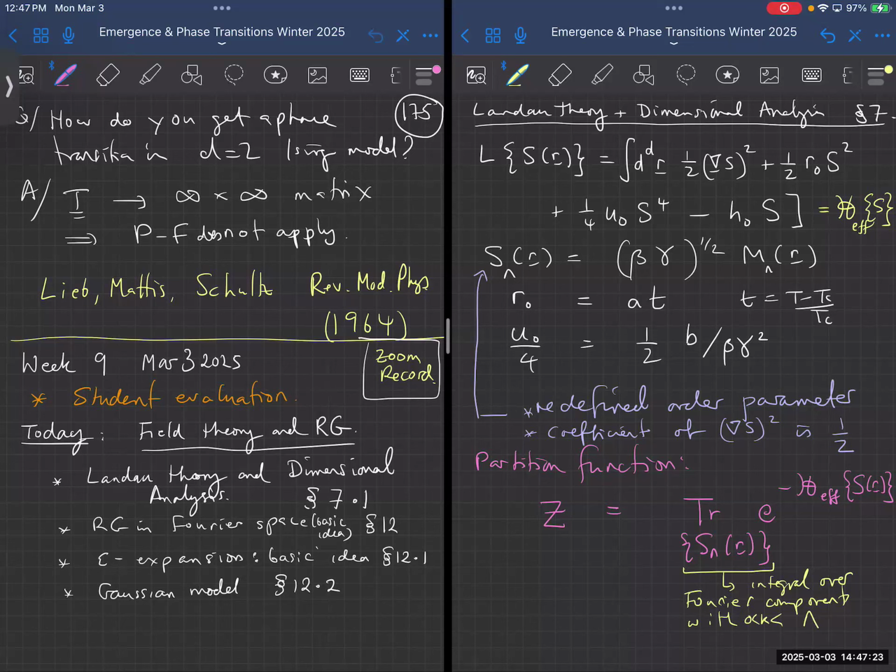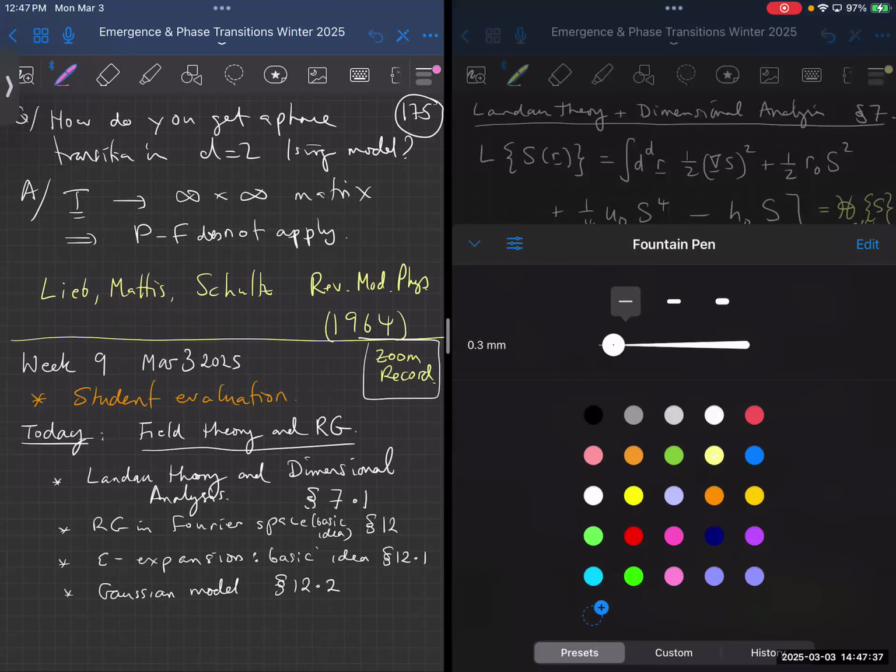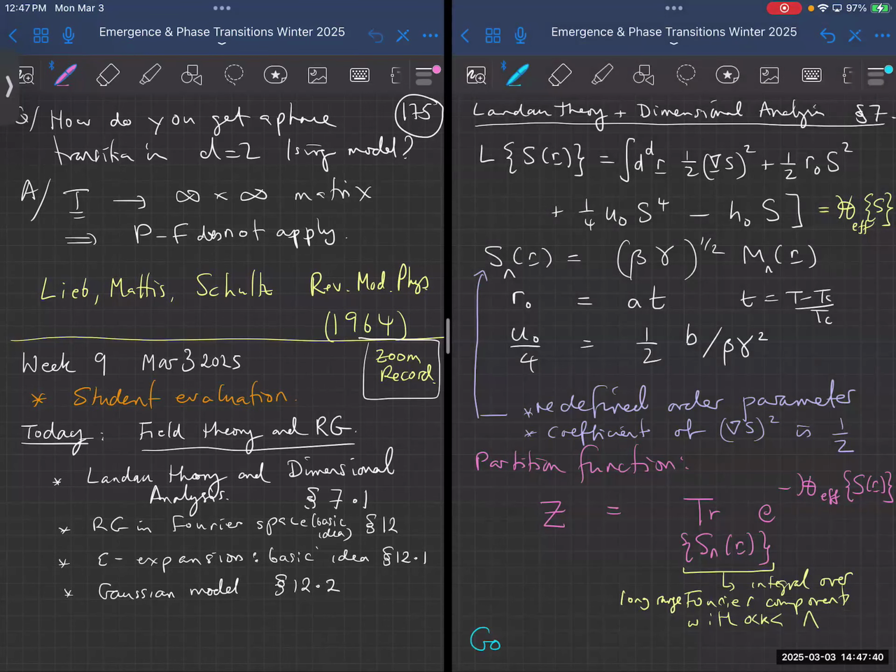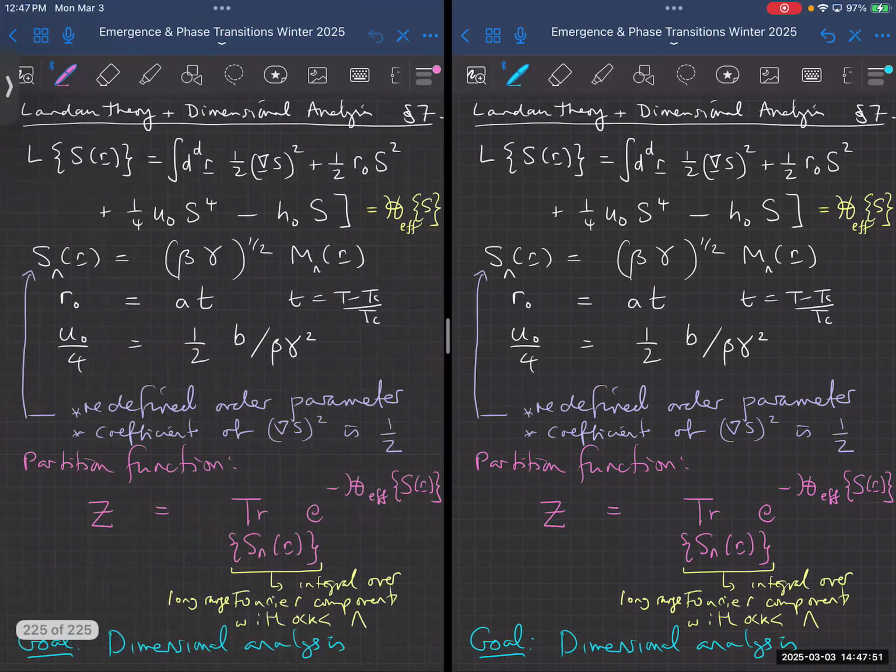So I'm only integrating over long wavelength components like that. Okay, so that's the problem, and what I want to do now, the goal of this section, is do a dimensional analysis of this field theory. We call this a field theory because S is just a function of space. It's a continuous function in space. It's smooth. It's coarse-grained, so it's smooth, and we're averaging over all the statistical fluctuations of this field.